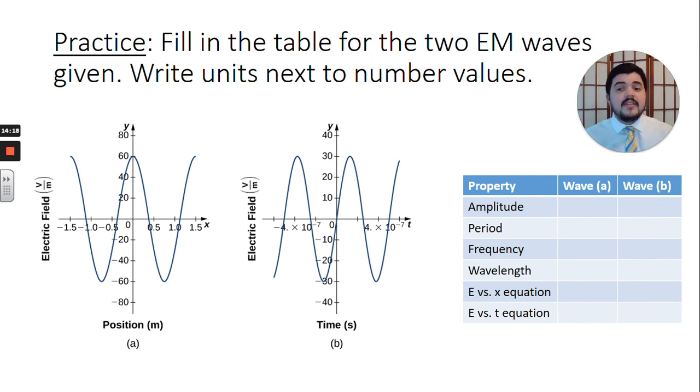Keep in mind that the speed of the wave is c, the speed of light. And then we've got the speed equals wavelength times frequency equation. That's how we're going to translate between field versus position and field versus time graphs.